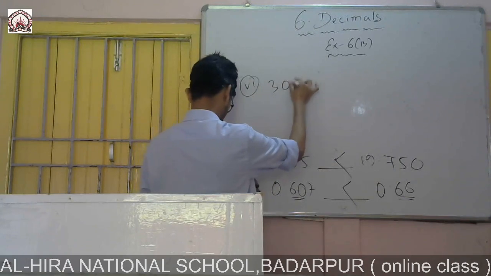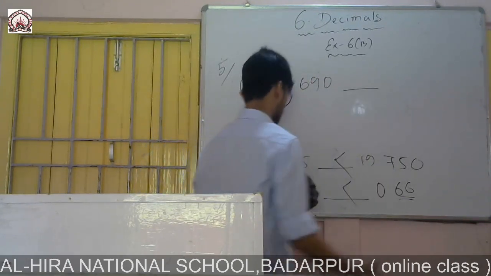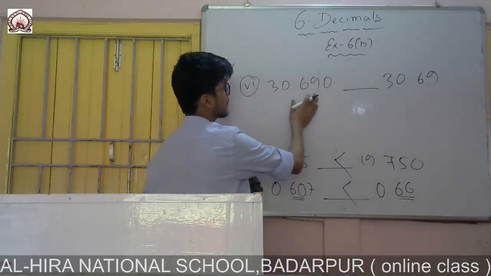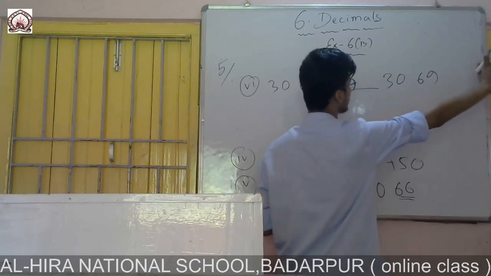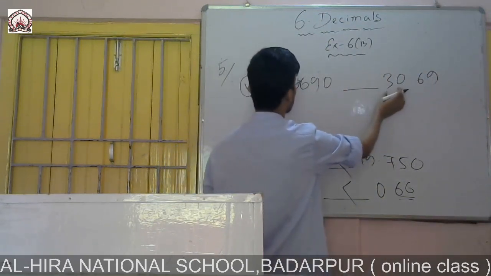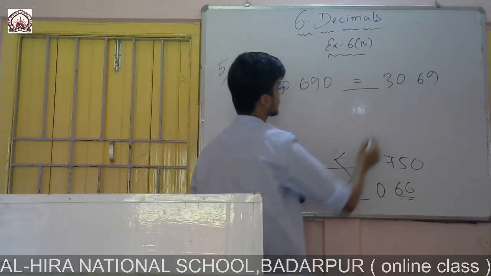It is 30.690 and that side it is 30.69. Earlier I have said after decimal I can put 100 zeros also. These are valueless. So 30, they are also 30. They are 69, they are also 69. That means both of them are same.